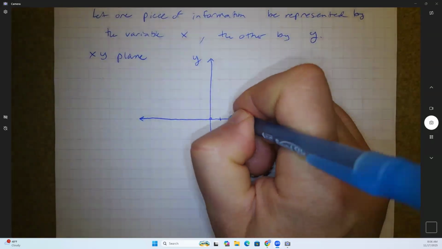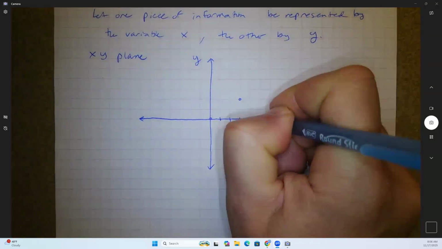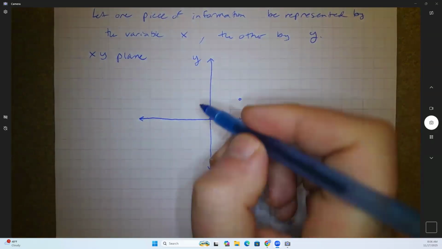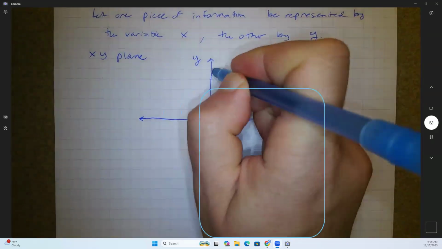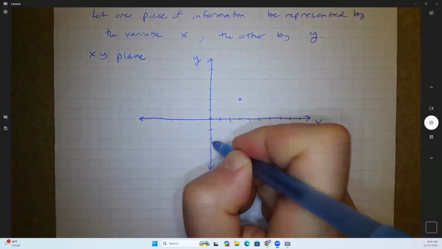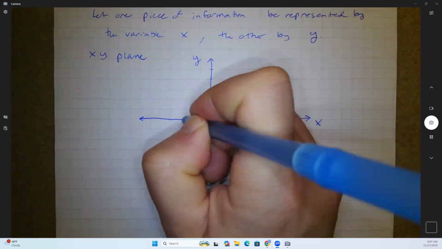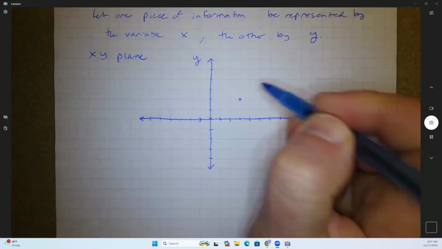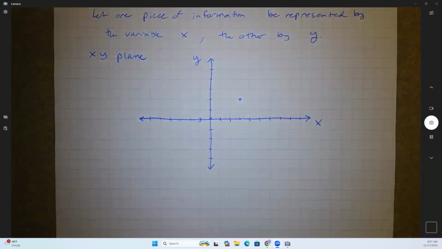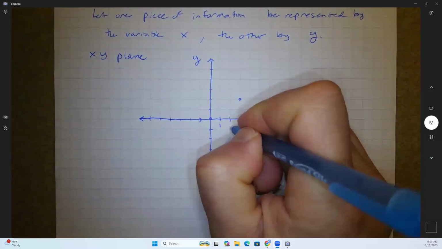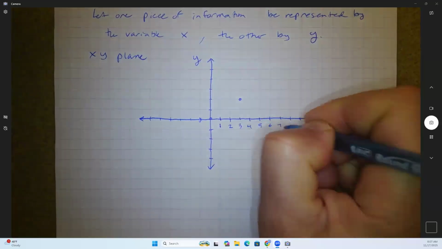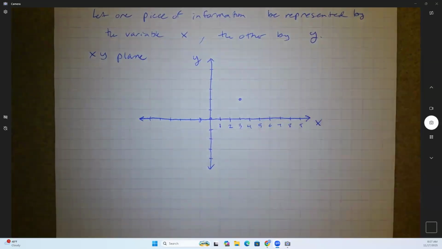And it's a good idea to label your axes, X and Y, so you can keep track of which direction is your X direction, which direction is your Y direction. And it's a good idea to give yourself a step size. Since I have this grid paper, it's pretty easy for me to do this step size like so.